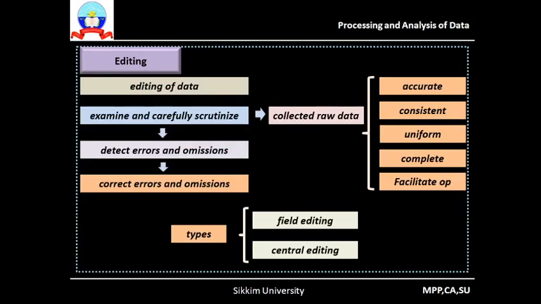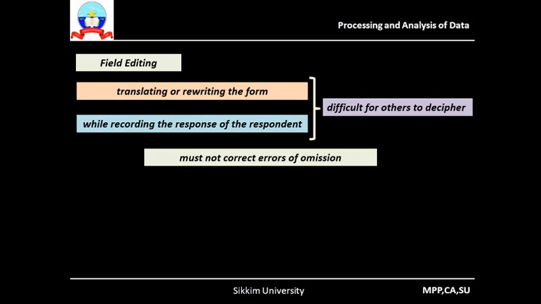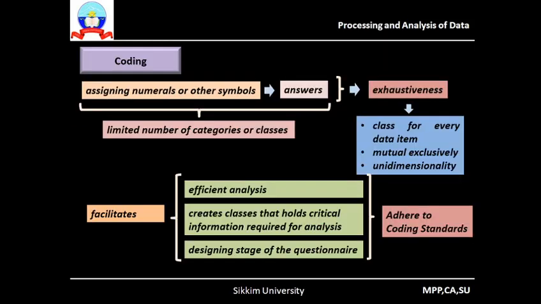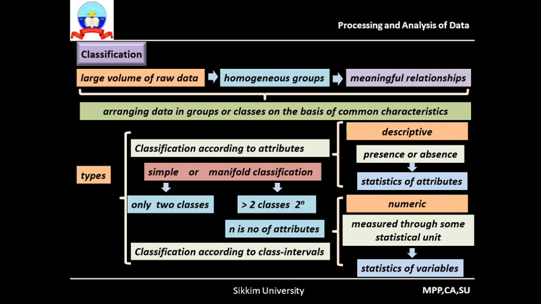Then we started with processing and discussed the set of activities starting from editing. So we learned about the objective of editing and types of editing. Then we discussed field editing and central editing in greater detail. Then we moved on to the importance of coding and the reason we need to code the responses of the respondent. And eventually we moved on to classification, where we learned that classification is a process of creating a homogeneous group of data points that exhibit certain common characteristics. We also learned the types of classification: classification based on attribute and classification based on class interval, and we also learned about their nature.